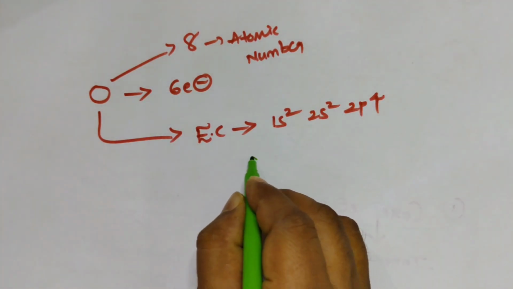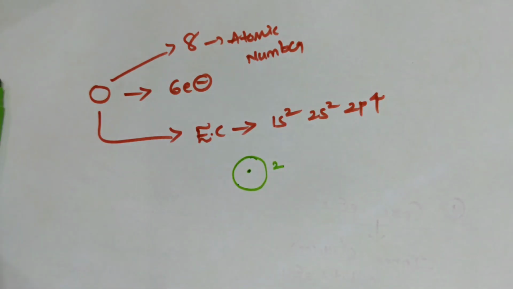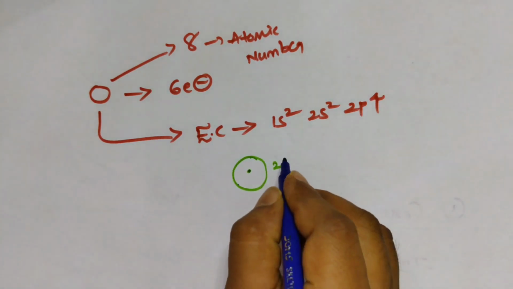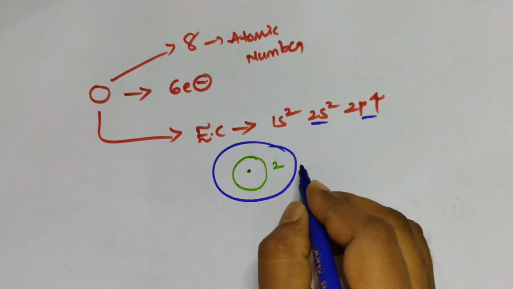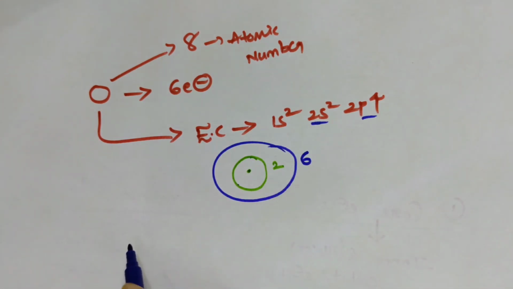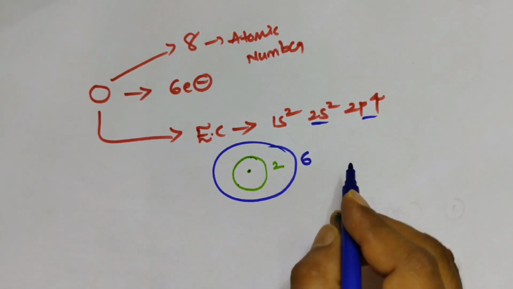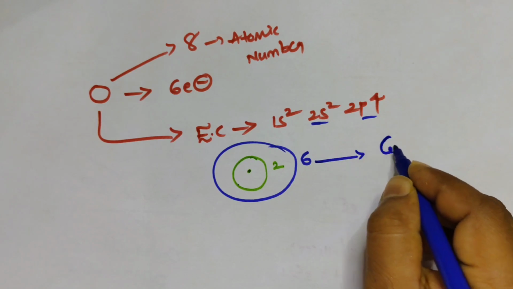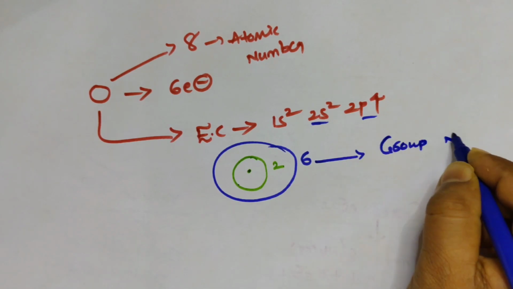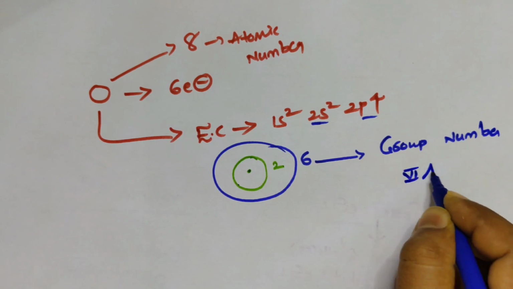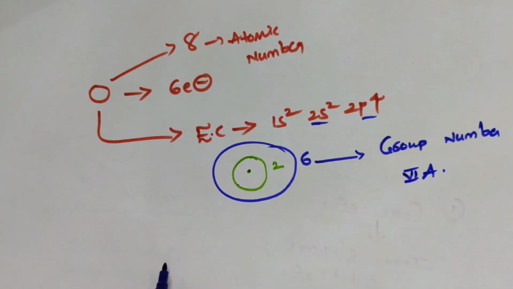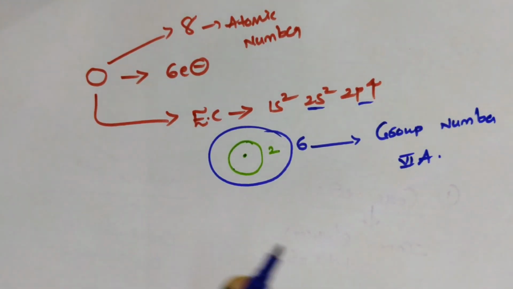This is the electronic configuration of oxygen. In the first orbit, how many electrons? 2 electrons. In the second orbit, how many electrons? Here 2, here 4, total 6 electrons. So outer orbit electrons are nothing but valence electrons. You know the number of valence electrons equals the group number. That's why oxygen belongs to the 6A group. So now how many valence electrons are there? 6 valence electrons.